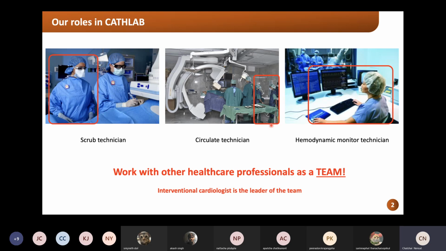So you can see that everyone in this room will work with each other as a team, and the interventional cardiologist is the head or the leader of the team that will bring the team to achieve a better outcome for the patient. So every single person in this room is very important, we need each position, each person in this room, and we need to work with each other to get the patient better.